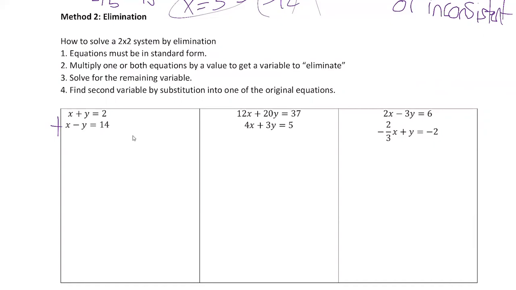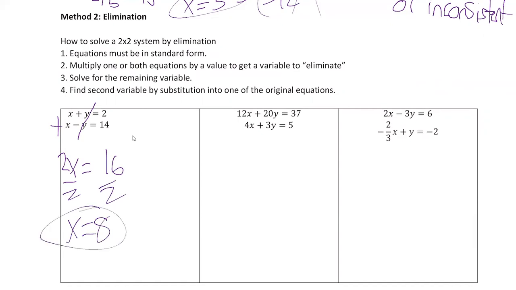So I can already see that y plus negative y is really just going to cancel out to 0y. So this one's good to go. If I add these together, my y's cancel. I have 2x, and then we add the constants, or the right-hand side of our equations, and we get 16. So if we solve, just divide by 2, you would get x equals 8.